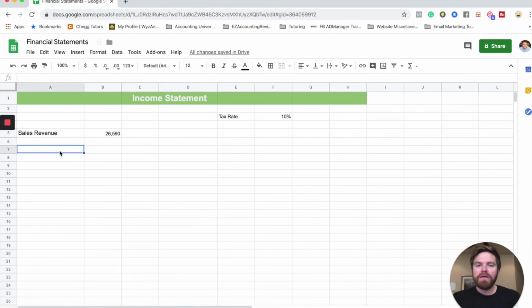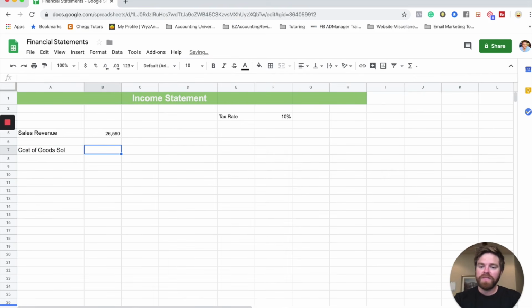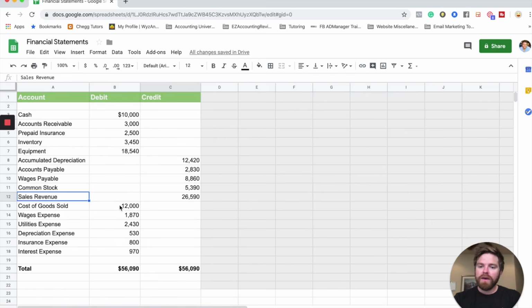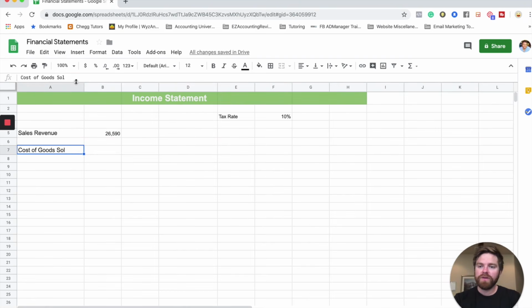$26,590. Now the next thing that goes on your income statement is the biggest expense, which is cost of goods sold if you're a manufacturing business, or cost of services sold if you're a service-based business. So in this example, we're just going to go ahead and assume it's a manufacturing business. So let's go ahead and type in cost of goods sold. And over here, there it is, $12,000. So let's go ahead and plug that in, and let me finish off this word here. So equals, let's move it over.